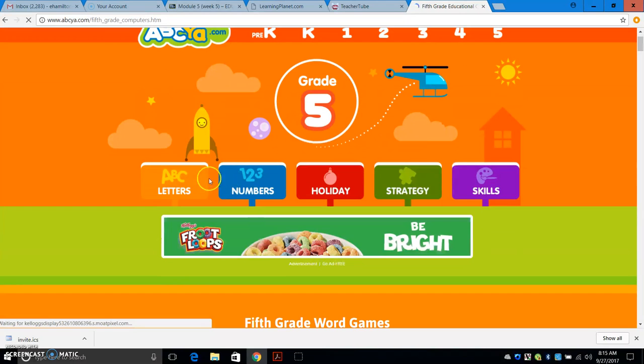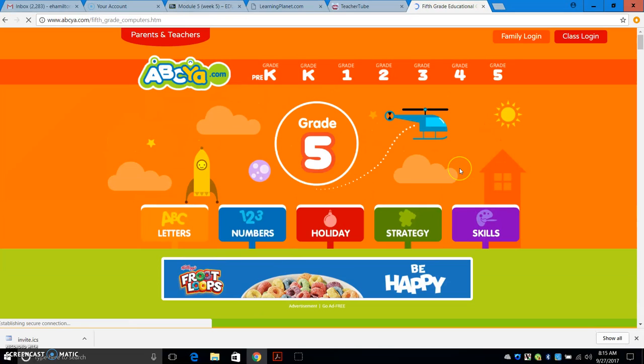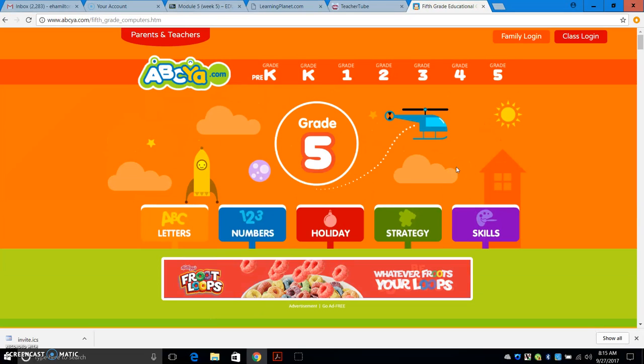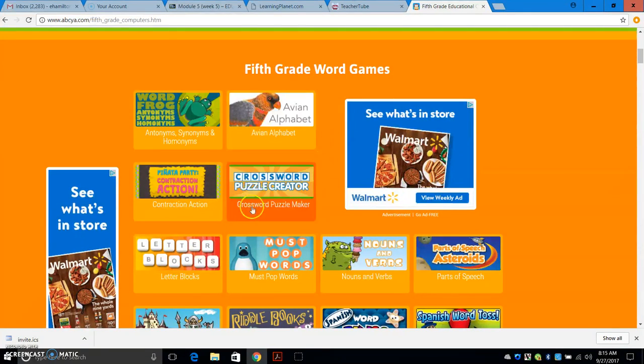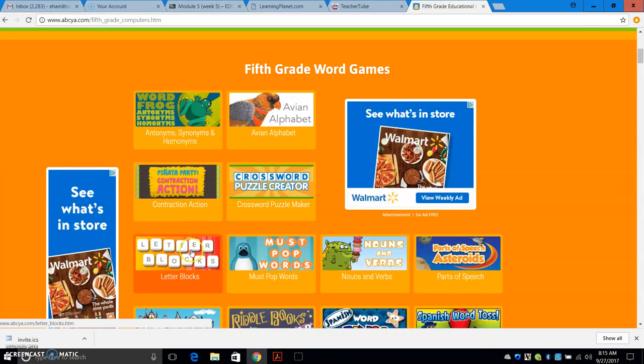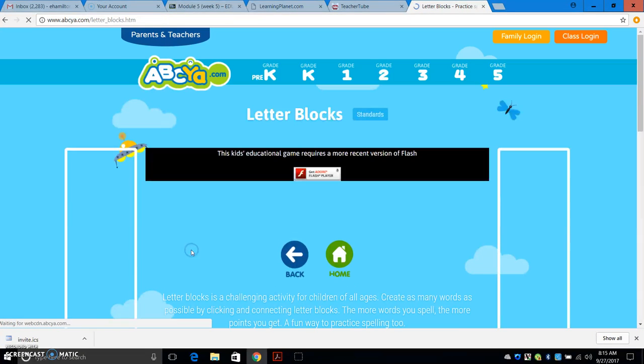So I have different things, obviously, letters, numbers, stuff that deals with the holidays, different strategies, and skills. So this is something that would be different art skills, anything that your student has trouble with. So not just English and math based, there's other things that are involved in it. So let's look at something over here. We have Letter Blocks.